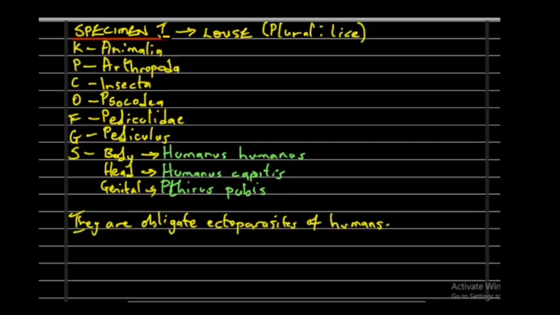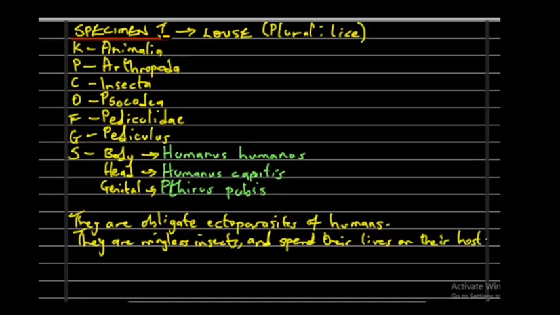They are wingless insects. They do not have wings, and they spend their lives on the body of an animal, on their host. So whatever organism they get attached to, they continue to live and dwell on that host. They lay numerous eggs on the hair and clothing of their hosts.